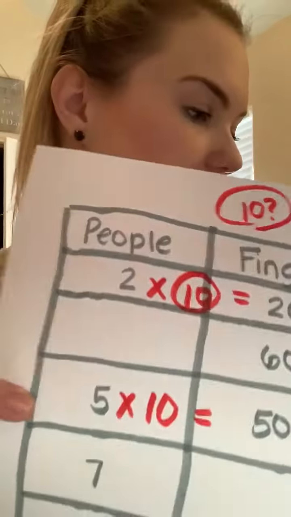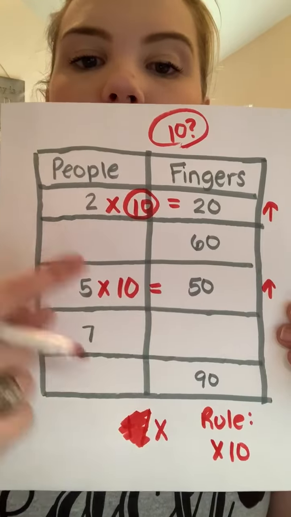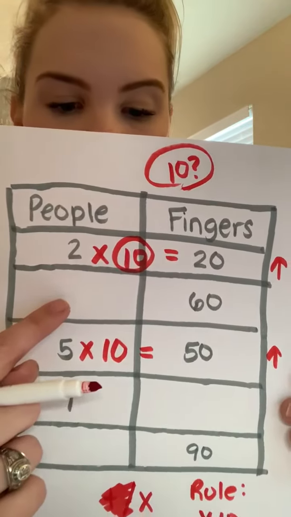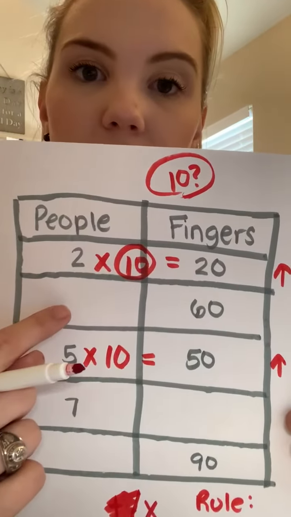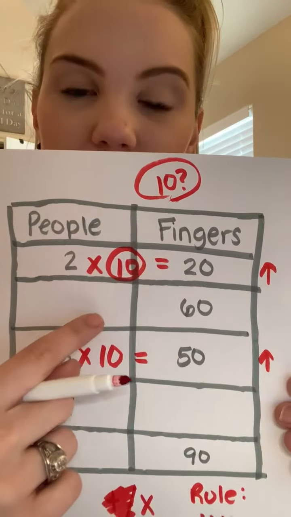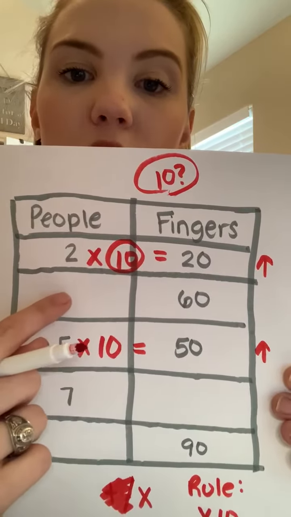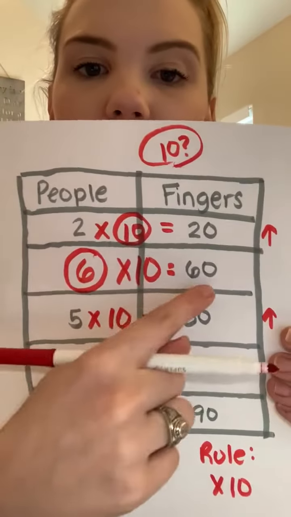So now our last step is to fill in the table. And that means any single thing that's missing. You can't leave any blanks. So in this table, how many blanks do we have? 1, 2, 3. We have 3 blanks. So if you look at this one's going backwards. So we have our outs, but we need to find our in. So what's the opposite of multiplication? Division. So we can say 60 divided by 10 equals what? Or we could say what times 10 equals 60. Right, it's 6. So our missing, the 6 people have 60 fingers.